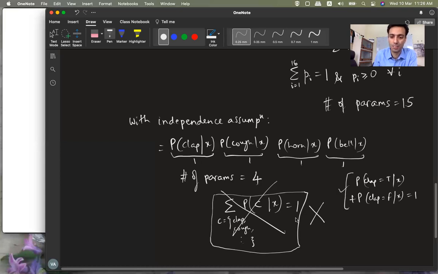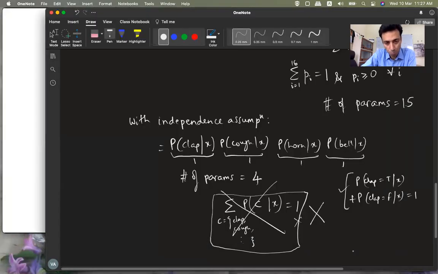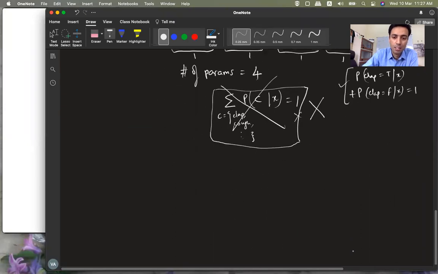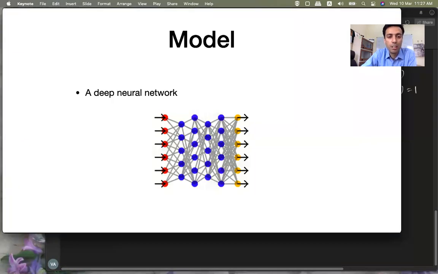This holds, but this does not hold. Okay. So to estimate the parameters of my distribution, I use a model. It could be any model. It could be a Gaussian mixture model, deep neural network, anything. There are so many kinds of classifiers which are available, decision tree, etc., which I can use.